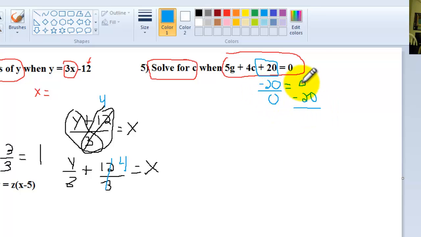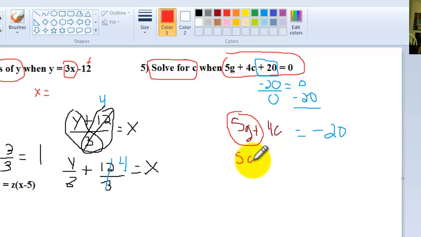Minus 20 is 0. 0 minus 20 is just minus 20. And now this is still there, 5g plus 4c. Our focus is to make the c by itself. So the next thing we're going to work with is the 5g, but we're not going to separate it yet. We're going to subtract. I'm going to take the entire 5g and do the opposite, which is subtract it away.